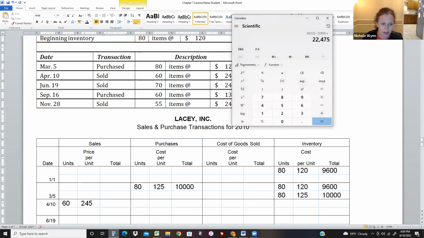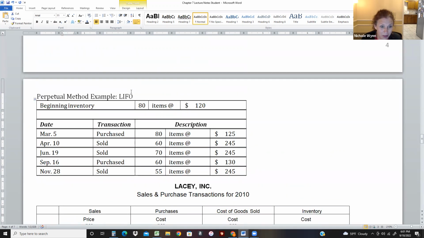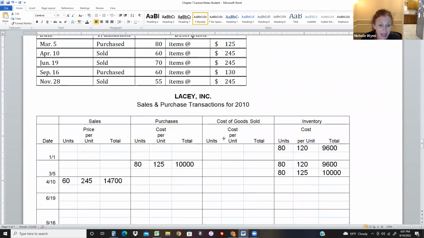If I were good at this, I'd remember what that math is, but I'm not there today. 14.7. So now I need to know the cost of the good that was sold. I know I sold 60, but I haven't had to even think about whether I'm using FIFO or LIFO yet. This table is LIFO. And since it's LIFO, the last items in are the first ones to go. So instead of FIFO, I'm using LIFO. So I'm going to do 60 at 125.